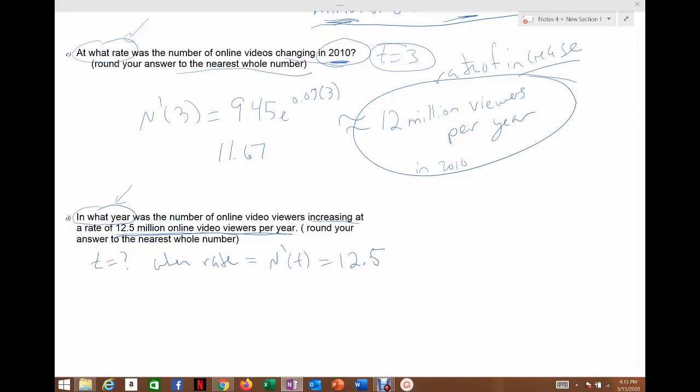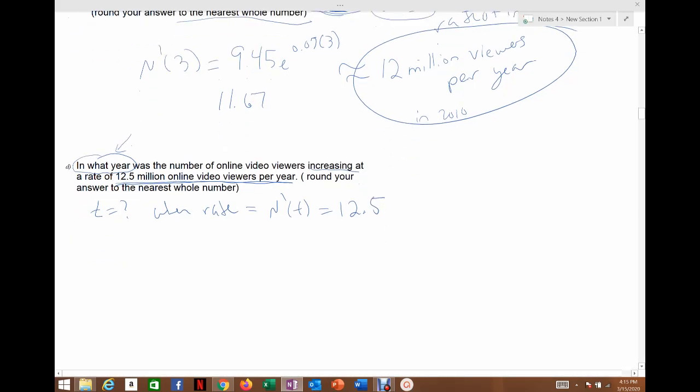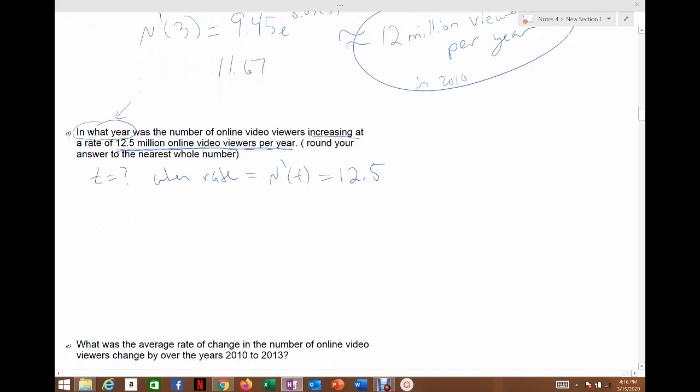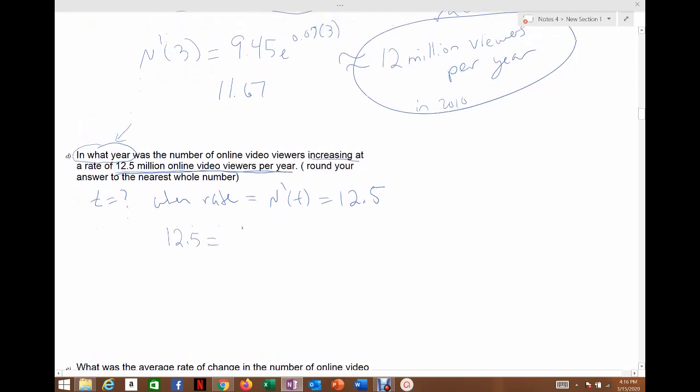Now, bearing in mind my previous answer was 12, I'm going to guess it's going to be sometime in 2010 or maybe 2011, as it shouldn't be too far away from the previous answer since it's 12.5. So take my 12.5, set it equal to my derivative. Remember my derivative was 9.45 e to the 0.07 times time. And solve for time.